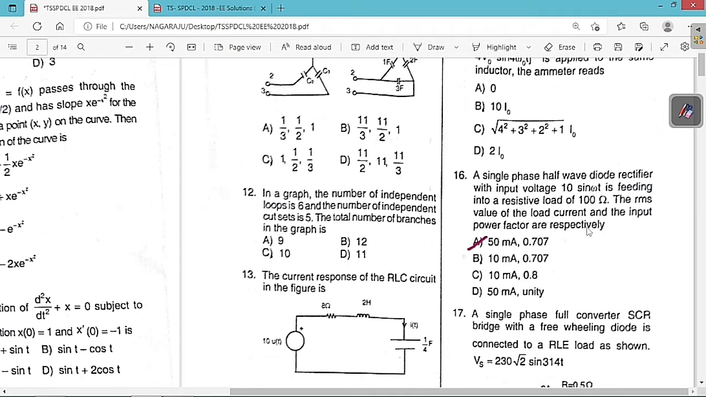So they have given a single phase half wave diode rectifier, the input voltage, and also the load resistance. Based on this we have to find the RMS value of the load current and also the input power factor. Of the four options, option A, 50 milliampere and 0.707, is the correct solution of this question. So let's solve this numerical.